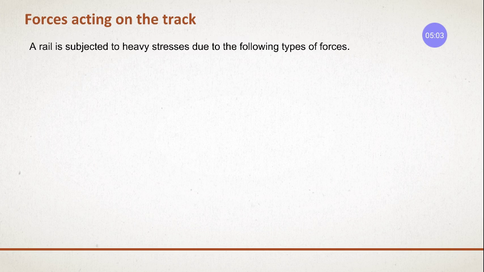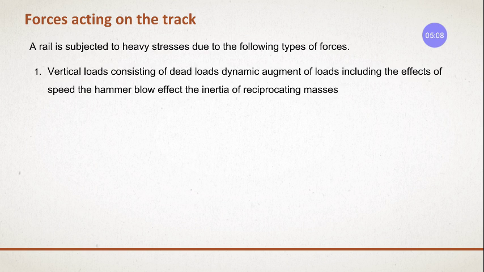Next are the forces that are acting on the track. We are not talking about the train, we are talking about the track. Rails are subjected to heavy stresses due to the following types of forces. First is the vertical force, consisting of dead and dynamic loads, including the effects of speed, hammer blow effect, and the inertia of reciprocating masses. So what it is trying to say is the vertical force that comes from the train when it is static as well as when it is in motion. That is called the vertical force acting over the track.